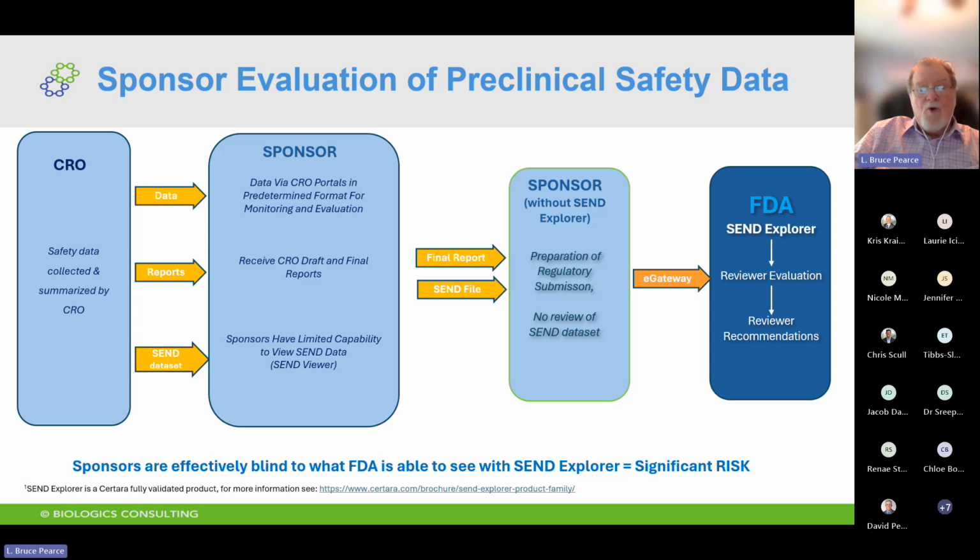And the more issues that there are, safety concerns with the data in terms of the observations, the greater the risk for the sponsor by not having access to this ability to interrogate the data.